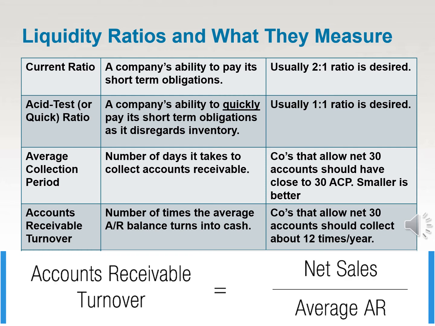Accounts receivable turnover is calculated by taking our net annual credit sales and dividing it by our average accounts receivable balance.